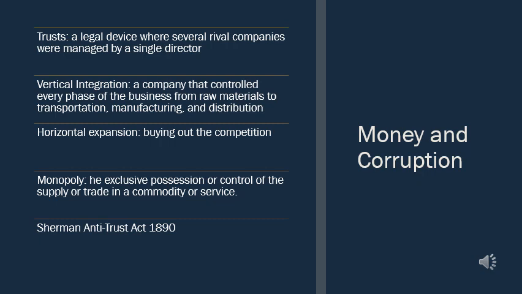Now, all of this isn't necessarily the most up and up. And so we do have some reforms that take place in the latter half of the Gilded Age and into the Progressive Era that try to reform these corruptions, namely the Sherman Antitrust Act of 1890.